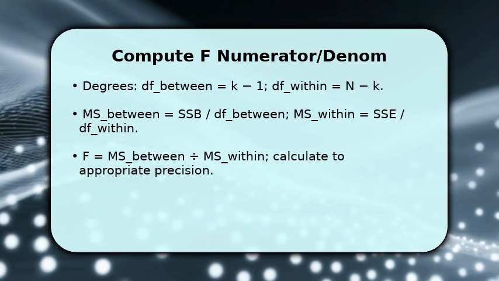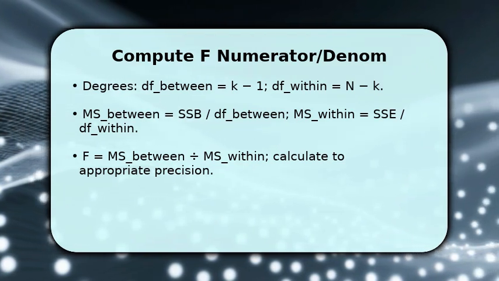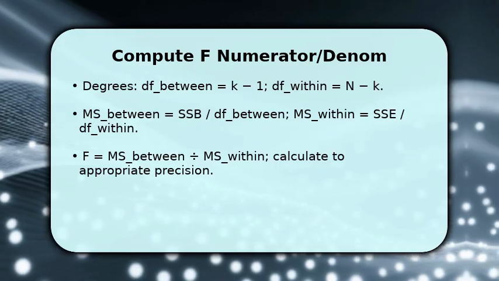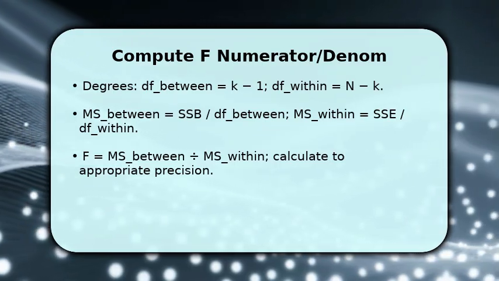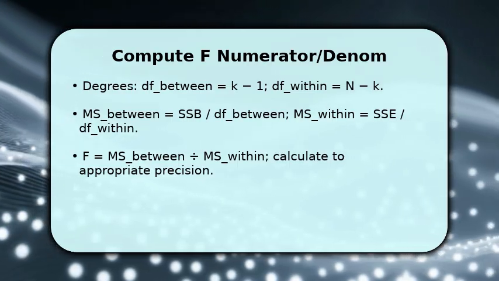Next, compute degrees of freedom. df between equals the number of groups k minus 1, and df within equals n minus k. Then divide. MS between is SSB over df between, and MS within is SSW over df within. These are your variance estimates.